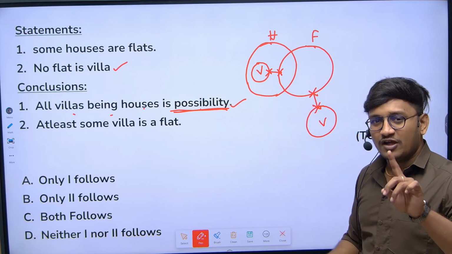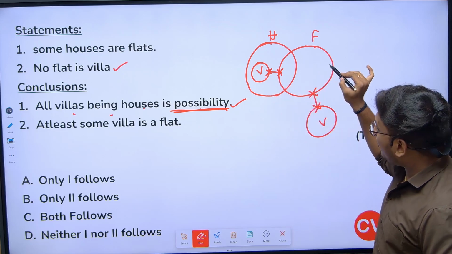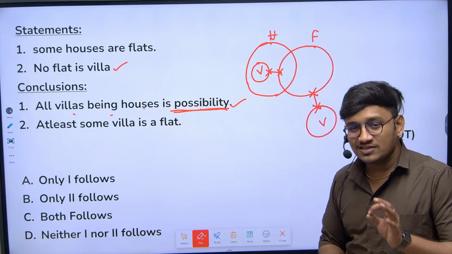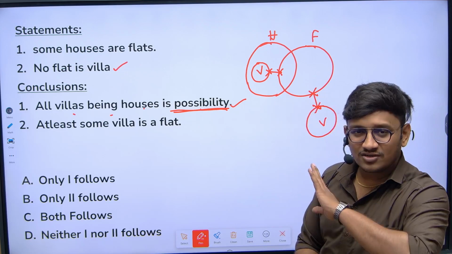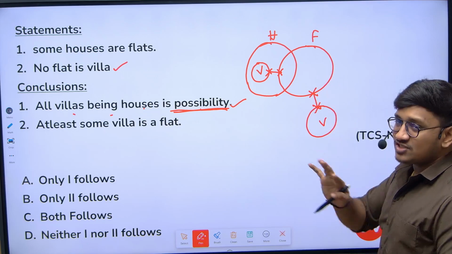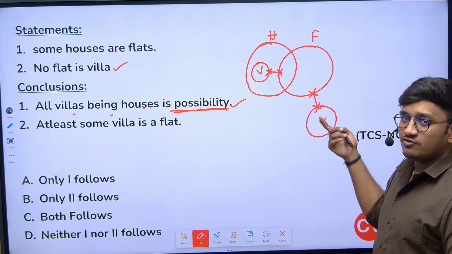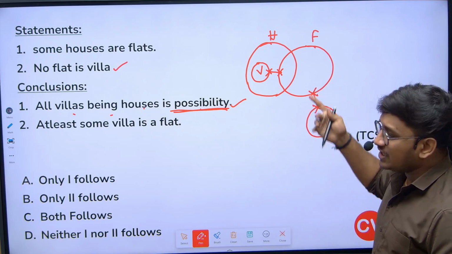In case I had given the statement all villas being flats is a possibility, then that would not be correct, because all villas being flats is not at all possible, since no flat is villa. Flat should not touch villa. How can all villas be inside the flat?